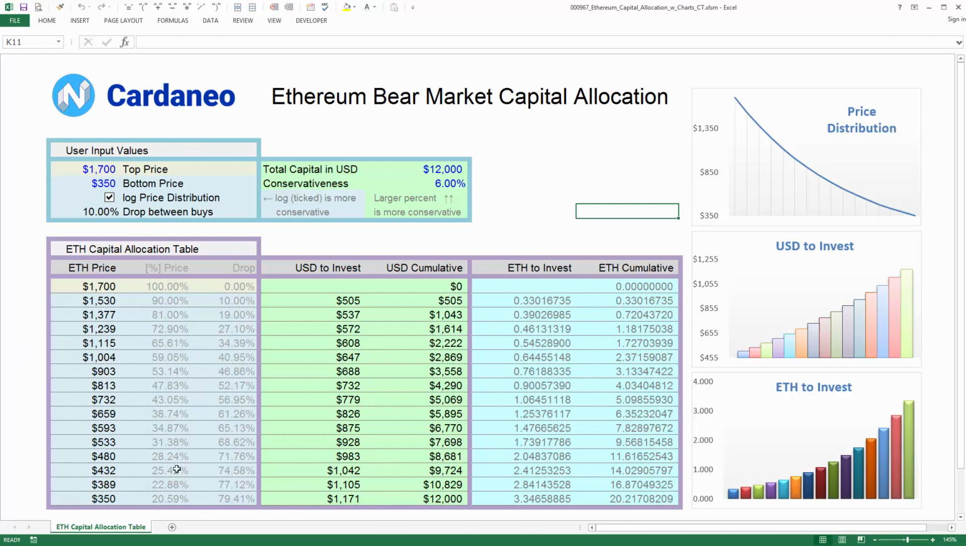Let's have a look first at this left-hand side, where you can enter prices that determine the price range for your capital allocation. You have two prices to enter, the top price and the bottom price. The top price may be the current price of Ethereum at the time when you start planning your capital allocation. The bottom price determines your expected bottom price of the Ethereum bear market. You must be okay even if it takes months for that price to materialize.